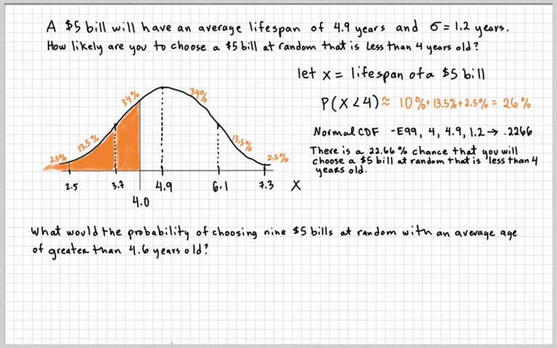So we're going to have to erase this because we're going to have to have a new normal distribution, not based on a bill, right? A bill, but we have to do it for 9. Now the random variable is going to change. This is the random variable.